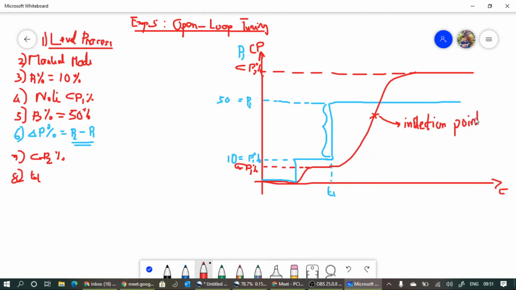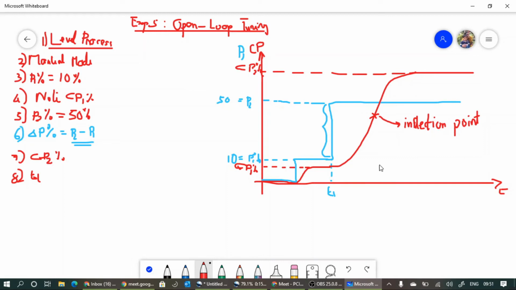Is it okay? What is the importance of this inflection point? Up to that point the slope is slowly increasing. From that point the slope is decreasing. The inflection point is the point up to which the slope is increasing, and from that point onwards the slope starts to decrease.